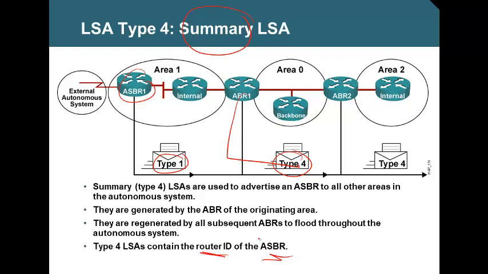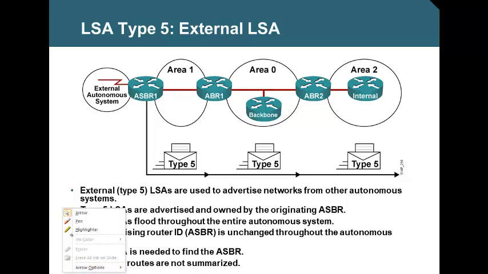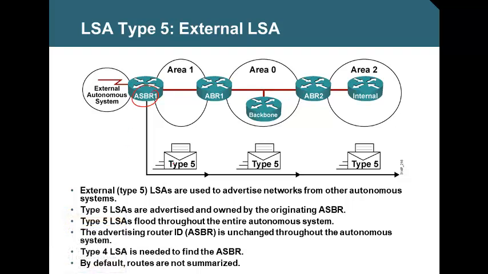Alright, it is originating from the ASBR itself, and by default summarization is not done. This is the one which is carrying the network information of the other autonomous system. And this is advertised throughout the autonomous system. You see, it starts from here, it goes to all the areas.